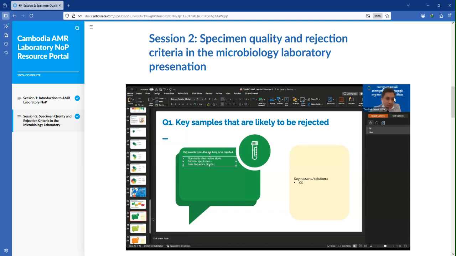So blood cultures are not going to be rejected. And then were sputum samples also rejected? No.